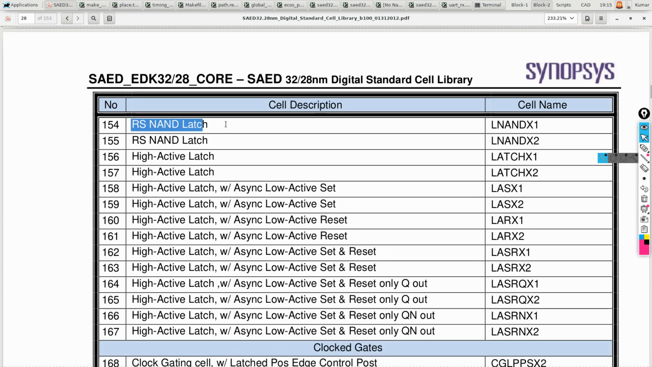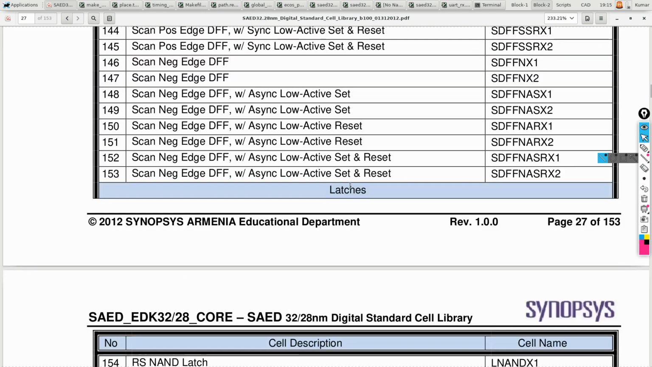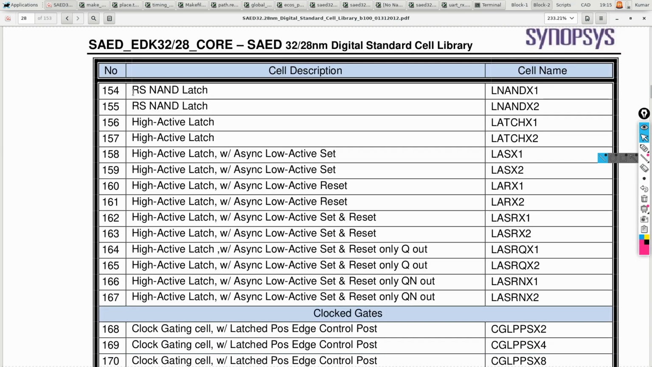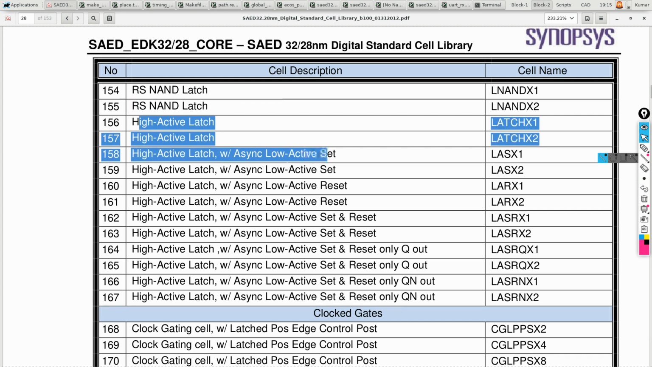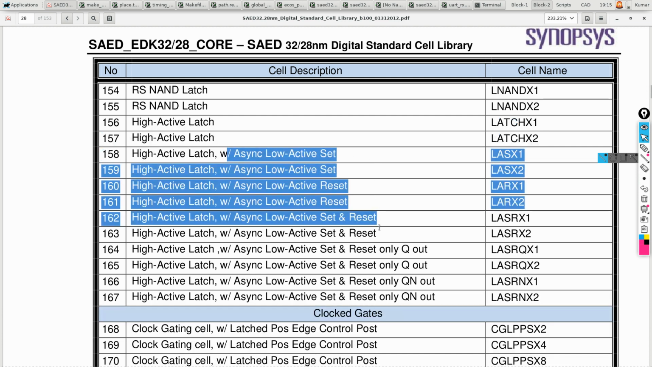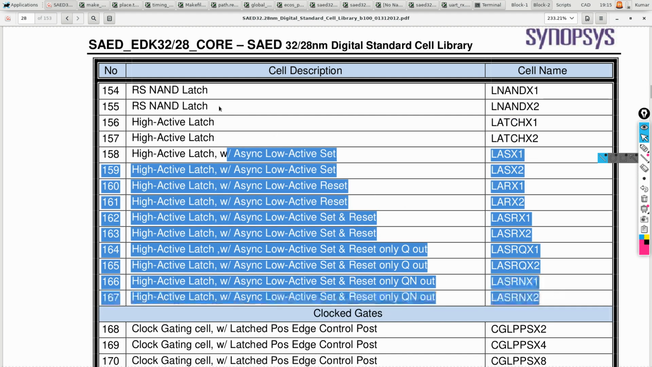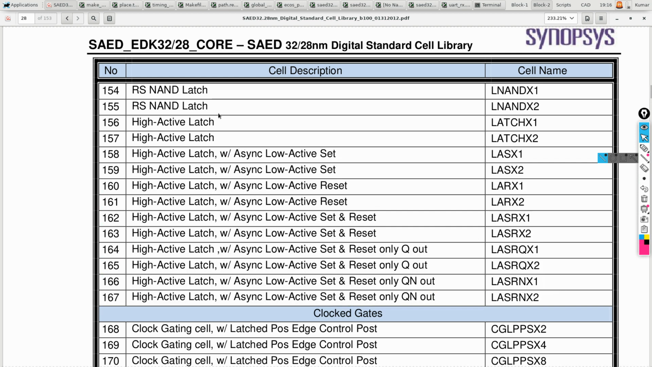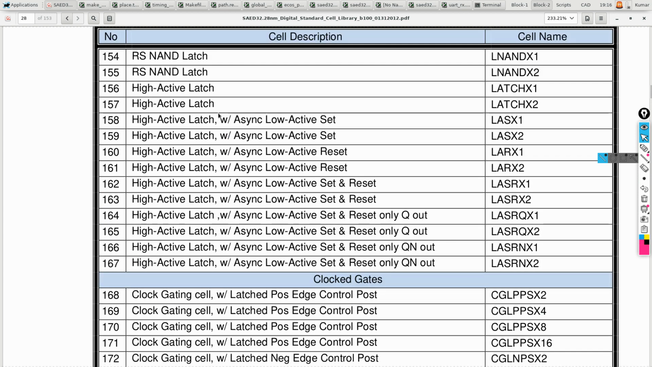And then you have got a latch. See, there is a latch. So these are latches. You have an RS NAND latch. We normally don't prefer those kinds of things; we would prefer regular latches, high active latches and so on. So you might want to pick any of these. The first thing when you start working on a project is you should understand what cells are there in your libraries.